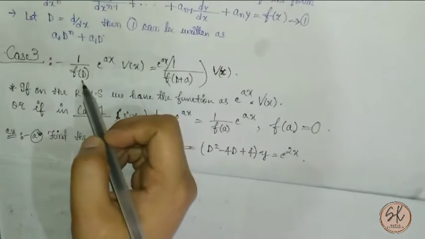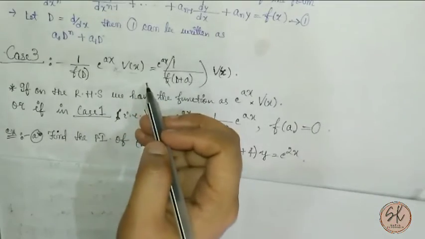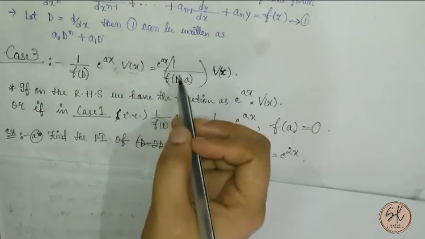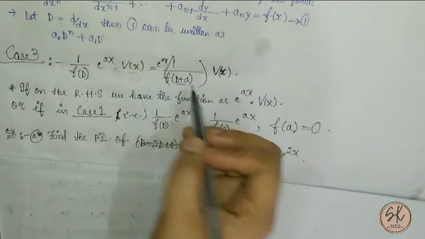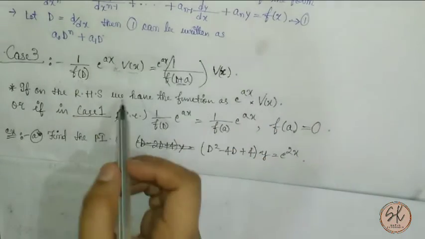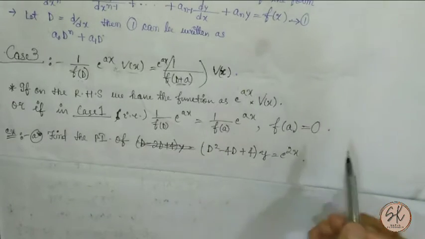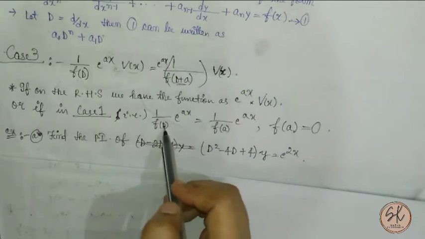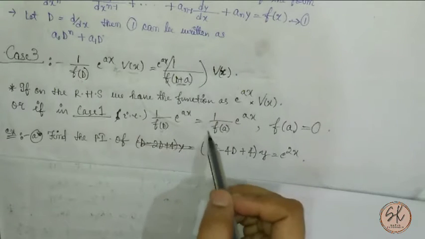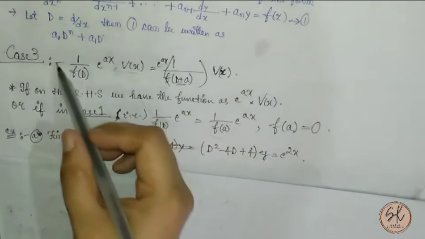Case 3 is 1 by f of D of e^(ax) into v(x), where v(x) is a function of x. In that case it will be e to the power ax into 1 by f of D plus a, into v(x). So this formula is applicable when the denominator of case 1 is equal to 0. Case 1 is applicable where we replace D by a, so that is applicable only when the denominator is not equal to 0, but when the denominator is equal to 0, that time we will be using this formula.